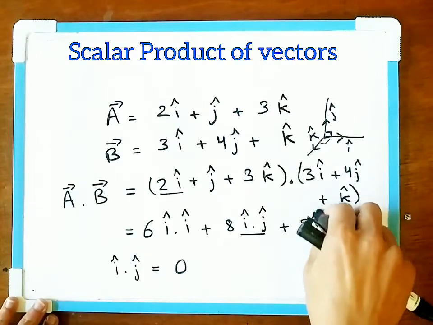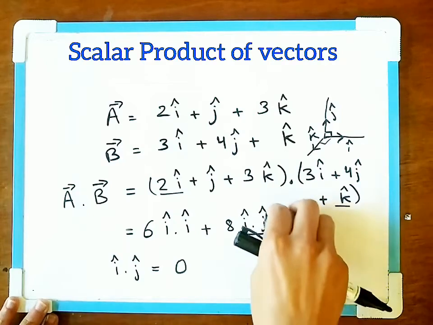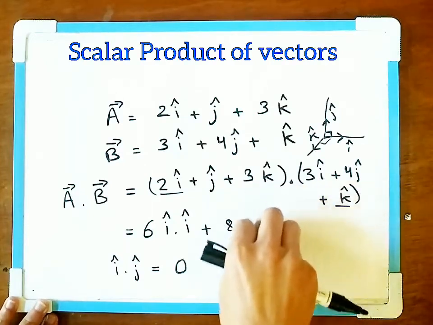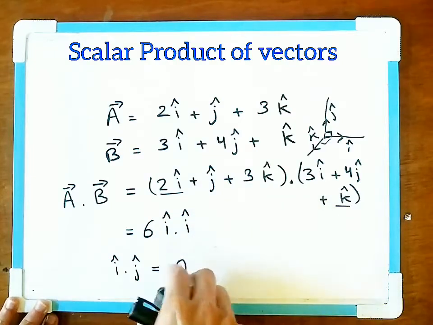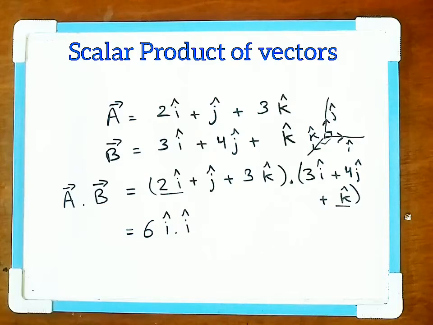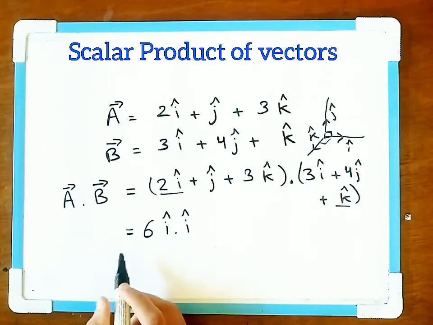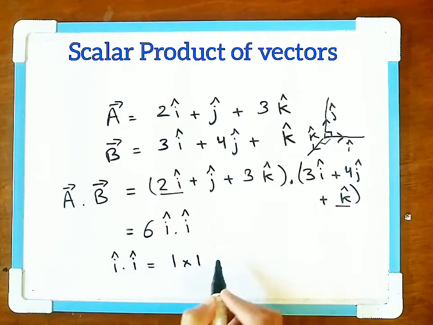This will be equal to 0. Hence 2 into 0 is 0. This also will be equal to 0. So 8 into 0 will be equal to 0. So what you are left with is i dot i. So here i dot i. This will be equal to 1 into 1 into cos.